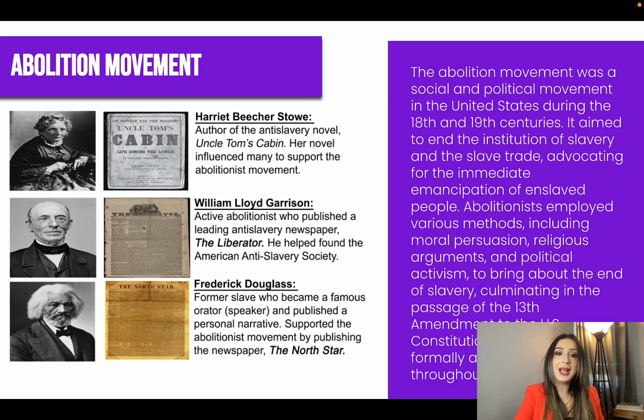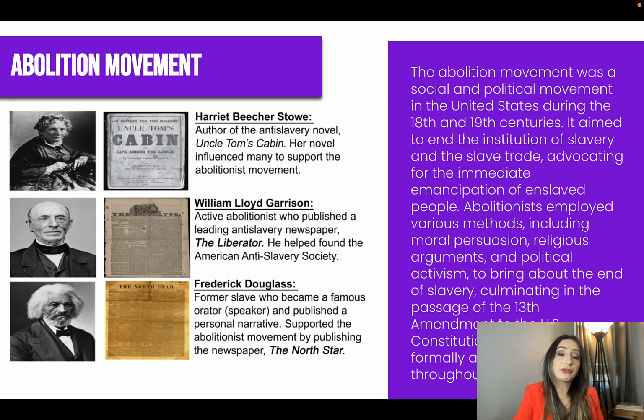Likewise, you also have William Lloyd Garrison, a white abolitionist man who published a newspaper. So this is how he fought against slavery. He wrote a newspaper called the Liberator. And in this newspaper, he wrote about the injustices of slavery and how slavery was wrong and how it needed to end.